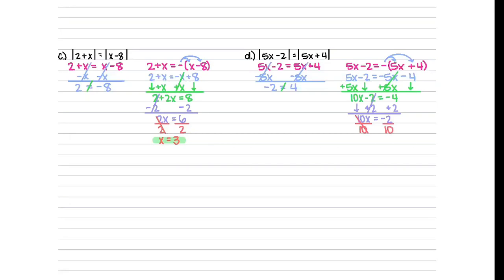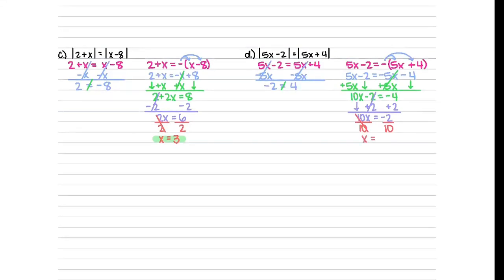Now again, you look back at the question that you originally started with. Your x is inside the absolute value bars. It's not on the outside, so that's okay. We are perfectly fine with that negative being our answer.